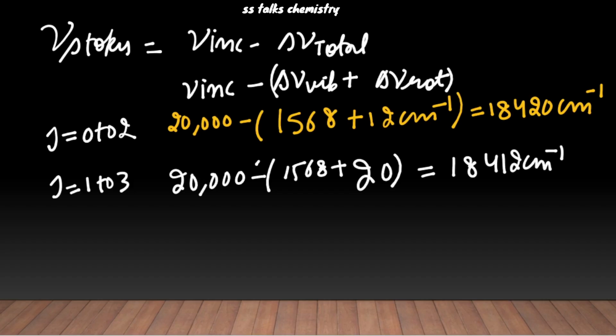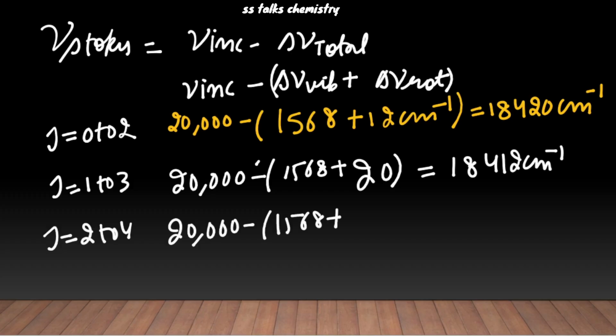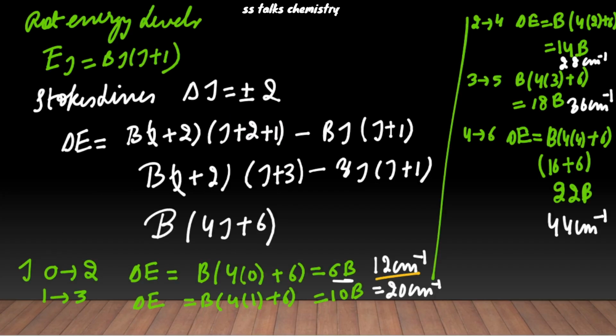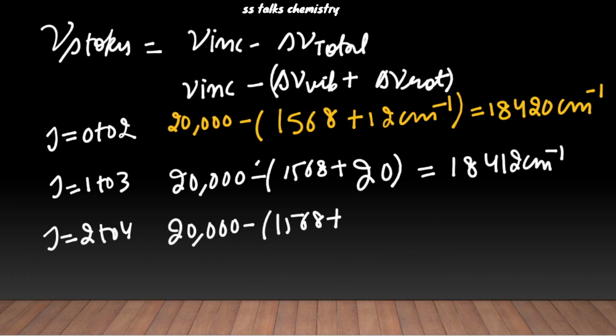Similarly, for the J value 2 to 4, it will be 20,000 minus 1568 plus the energy you got, 28. So plus 28 from this. So 8 you need to subtract from this. It will become 18404 centimeter inverse.